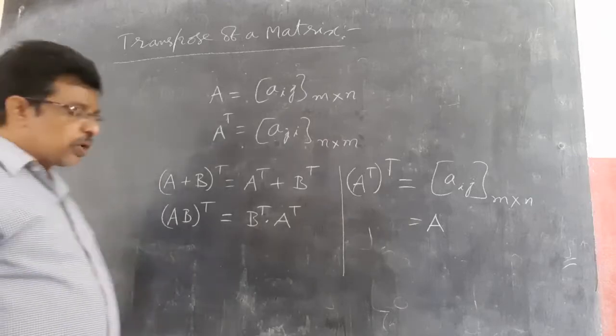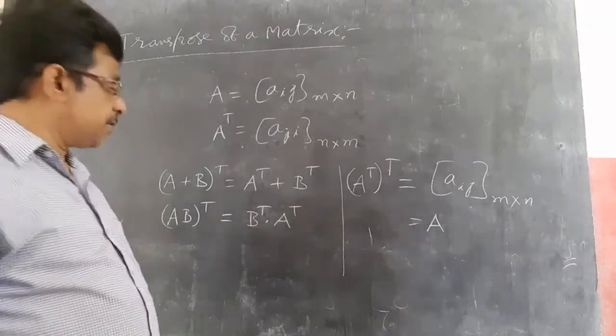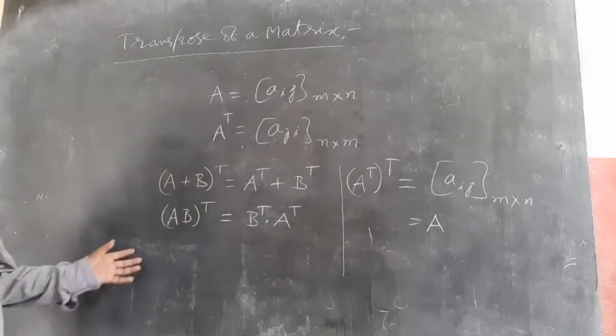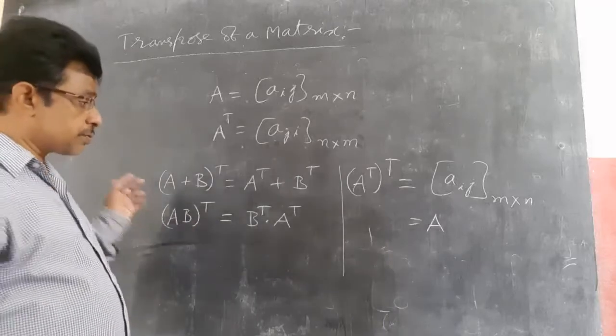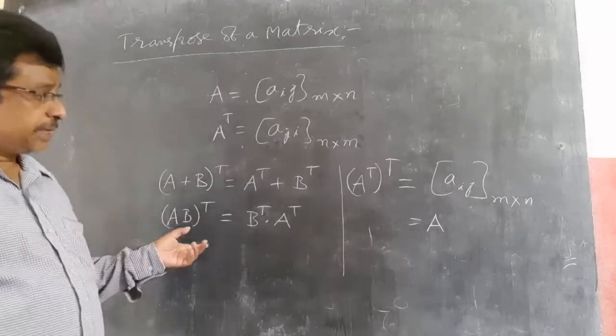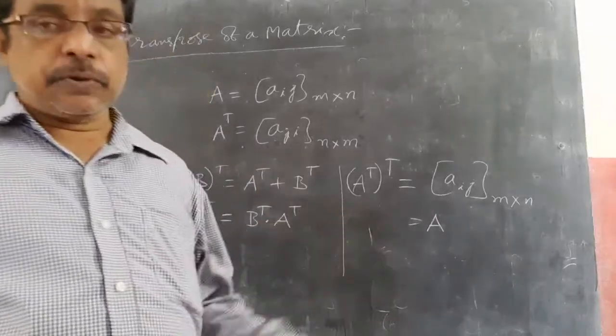All this you can prove actually, but you don't have the proofs. That's why I am writing this. The properties which you have. These are the properties under transpose.